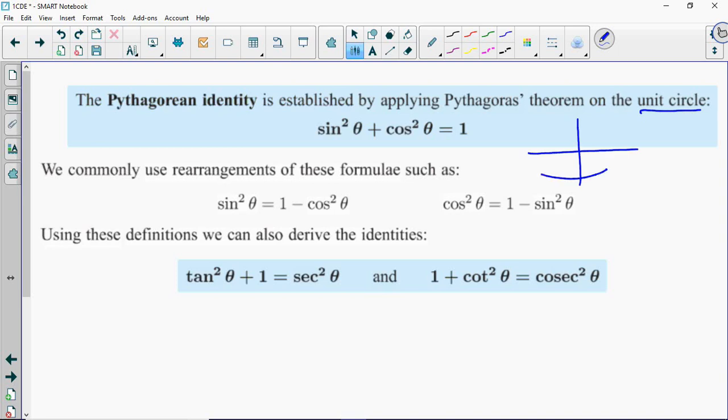They're called the Pythagorean identities because, well, you know, it comes from the Pythagorean theorem on the unit circle. So we remember on our unit circle that if we have any random point, the x value of that point is the cosine of the angle.